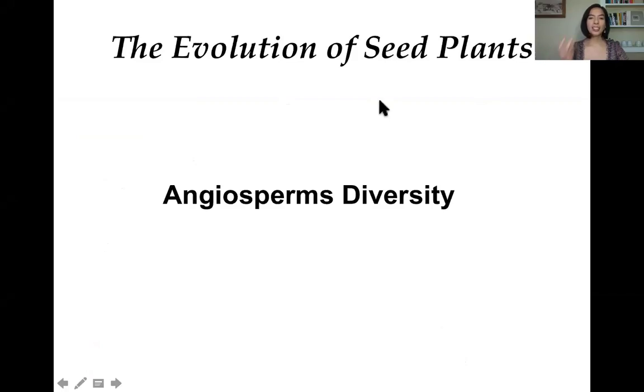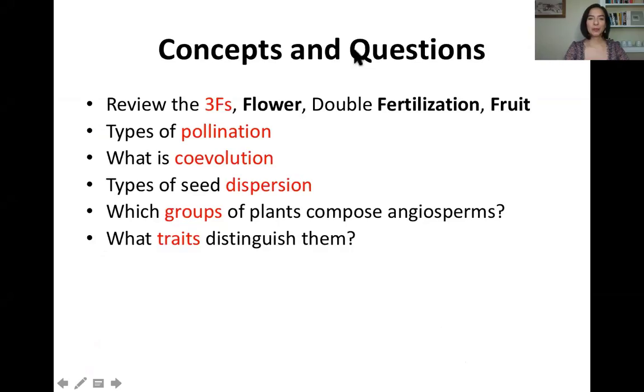So remember, angiosperms are a type of seed plants along with gymnosperms. However, angiosperms are going to have three main features, and these are often called the 3 Fs. That's the presence of flowers, double fertilization, and fruit. And I'm going to ask a couple of questions to review those very important characters or traits in flowering plants.